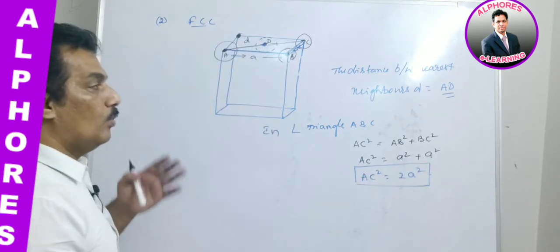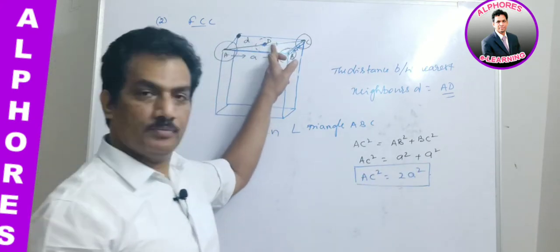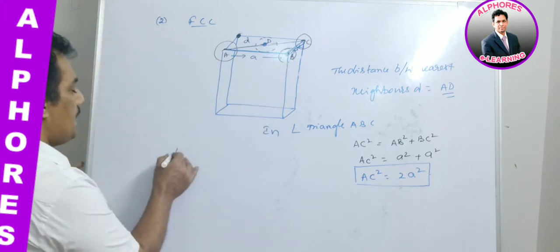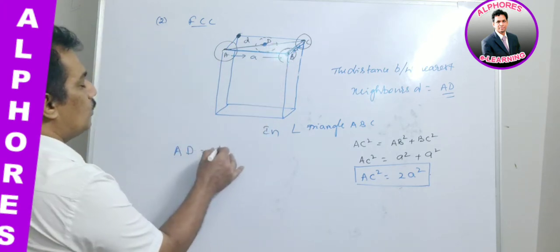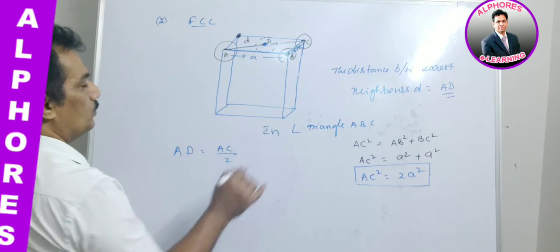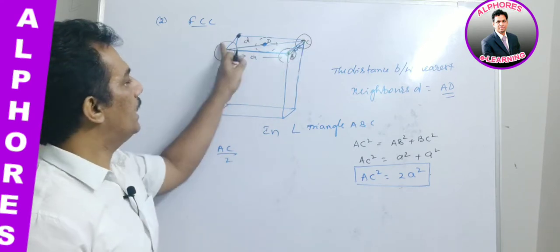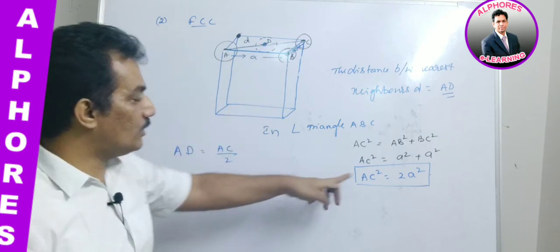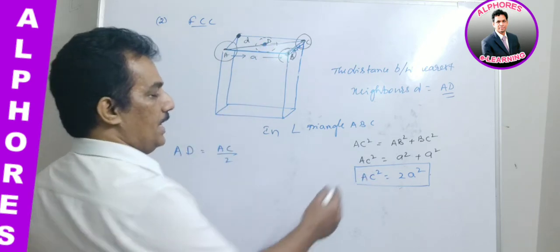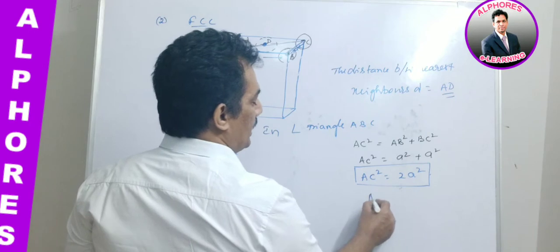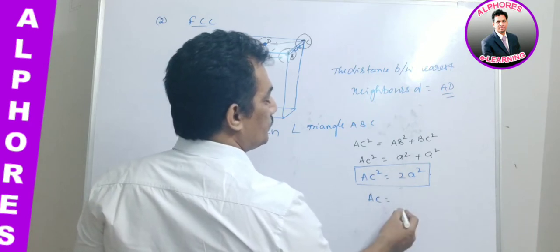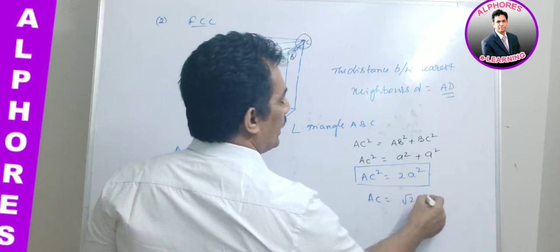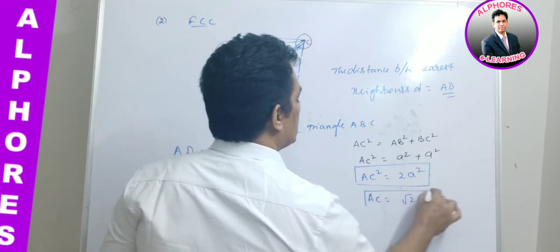But actually we require AD. As we know, AD is nothing but equal to AC by 2. So for this purpose, first of all we should get AC. AC square is 2A square, then AC is equal to root 2A. This is AC.